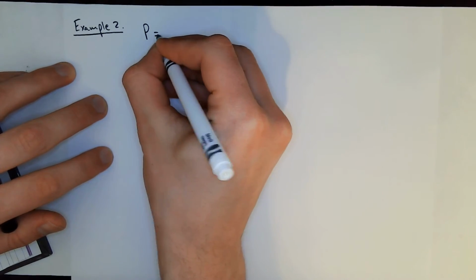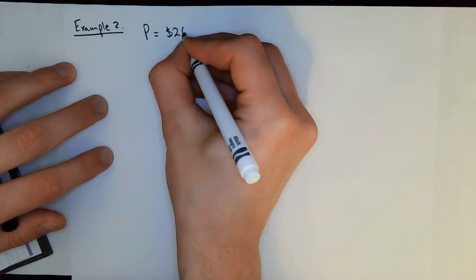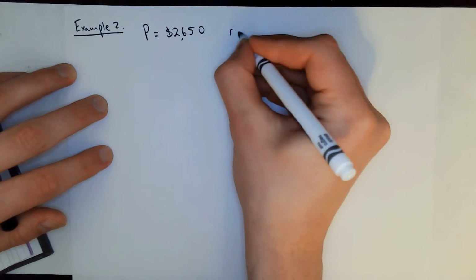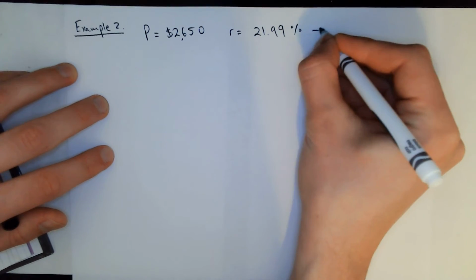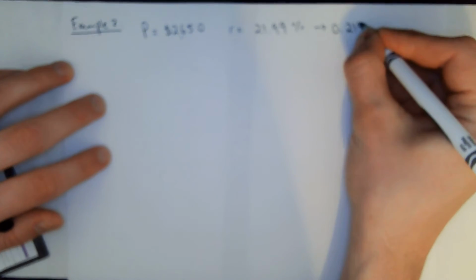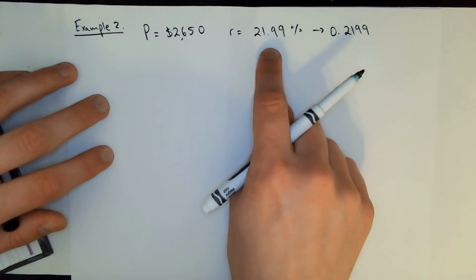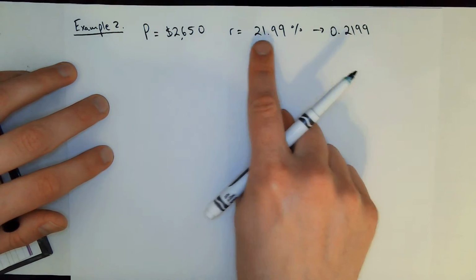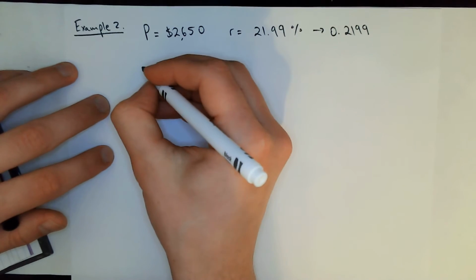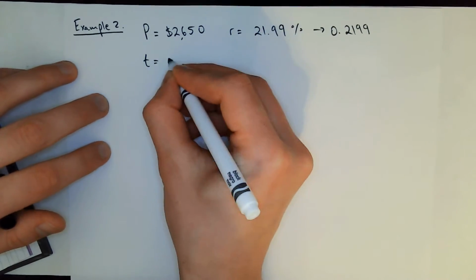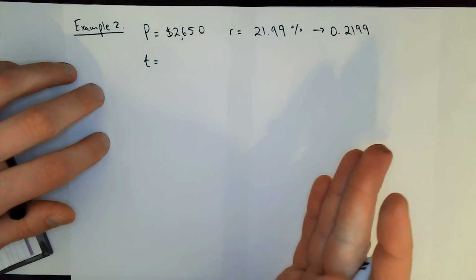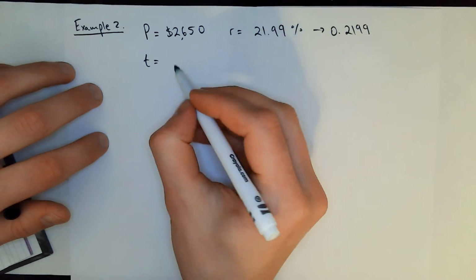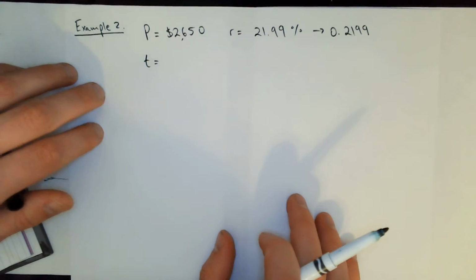The principal, P, is going to be $2,650. The interest rate is huge, 21.99%, which let's go ahead and get that as a decimal, 0.2199. Just pop that into the calculator, divide by 100 to get it as a decimal. And T, we'll think about T. T is measured in years, right? But we're talking about 90 days, so let's just leave that as a question mark for now.